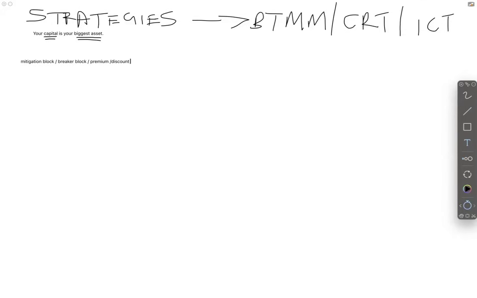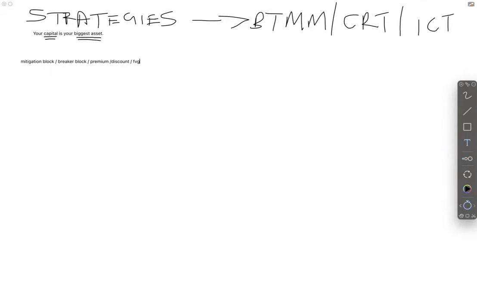If I think of something else, we'll come back and talk about it. All right. Maybe let's chuck in fair value gaps. I'm not a fan of fair value gaps too much because sometimes they don't really work, but they are very important as well. So maybe mitigation block, breaker block.